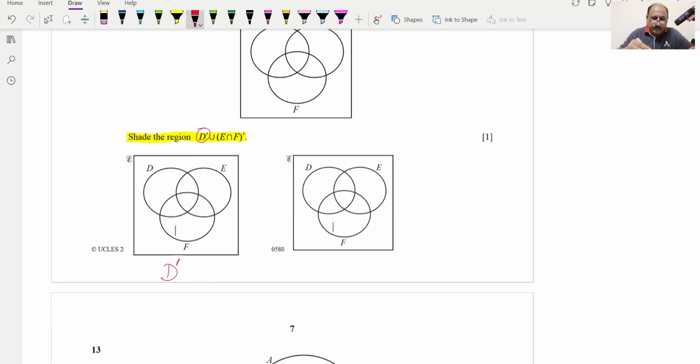D complement means not in D. D is this one. So not in D will be the outside region of D. Whatever is not in D, we can shade like this. So this is all not in D. I'm shading the part which is D complement.